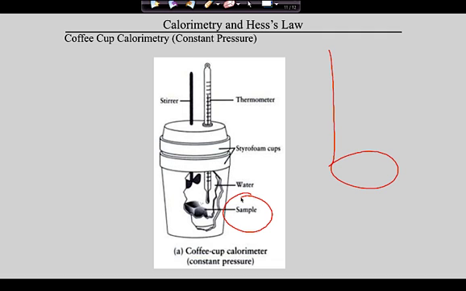You're good? Okay. So when we set these up in lab, our lid is not going to be a lid. It's actually going to be a piece of cardboard. And we will, in fact, put a thermometer and a stirrer in that, and we'll set up something like this. You good? Okay. So with that said, let's draw ourselves a model of what we're talking about.